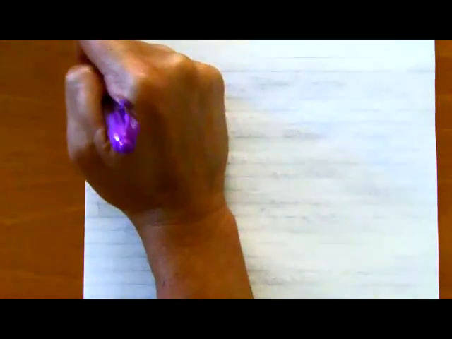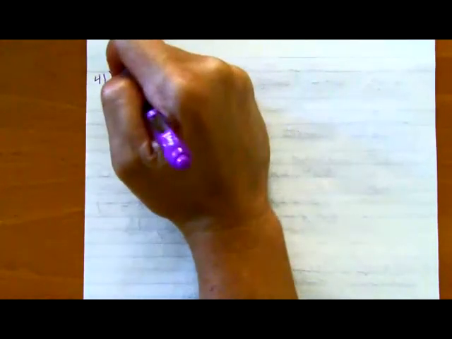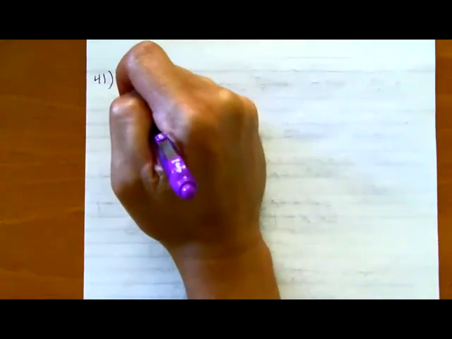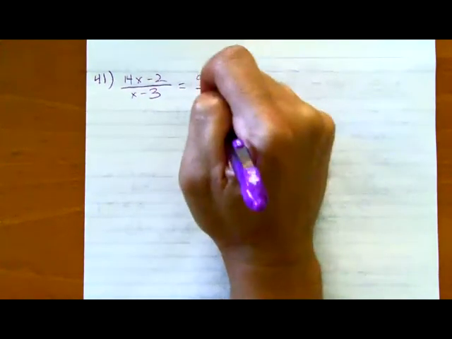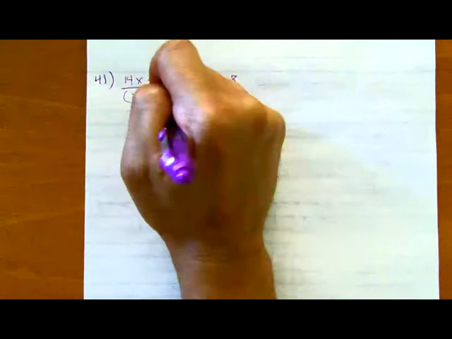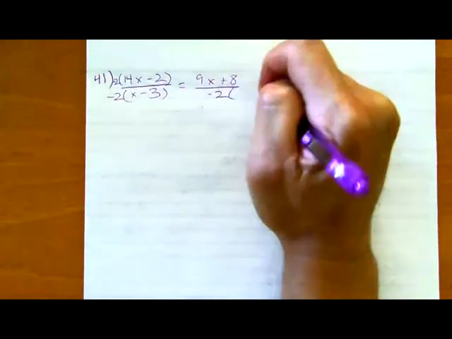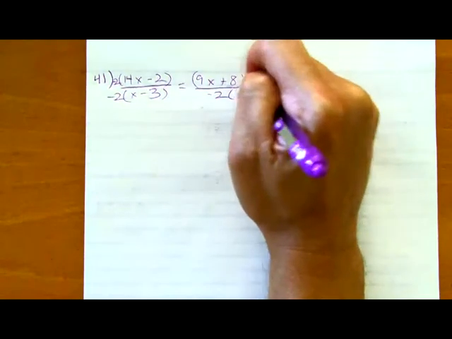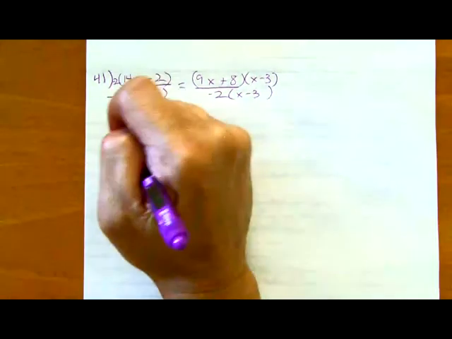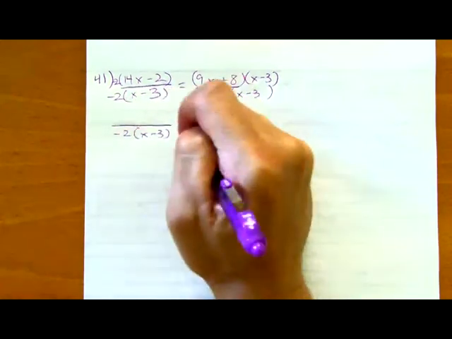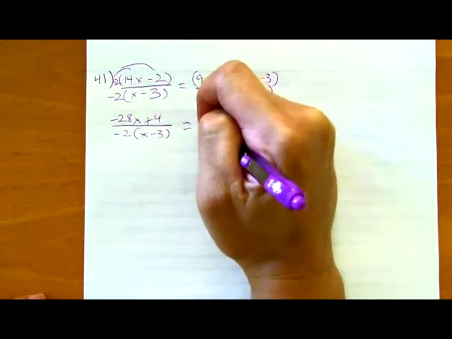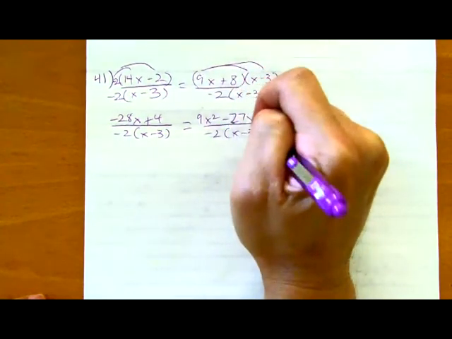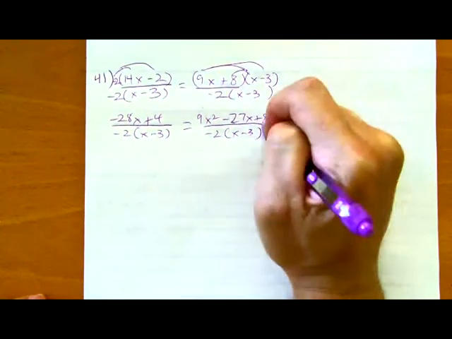Number 41. 14x minus 2 over x minus 3 equals 9x plus 8 over negative 2. Multiply top and bottom by negative 2. Multiply top and bottom by x minus 3. Okay, so the denominators match. The negative 2 distributes. That's negative 28. There's the mistake. Plus 4. This will be 9x squared minus 27x plus 8x minus 24. Okay, this should work.